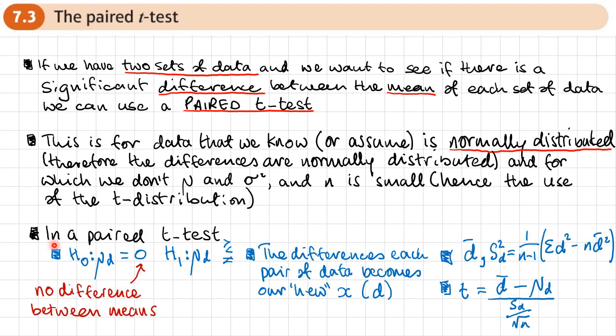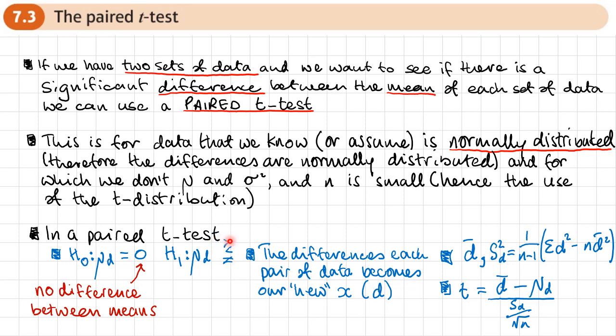Okay, so in a paired t-test, H0 is going to be that the mean of the differences is 0. Okay, in other words, there is no difference between the means of our two sets of data. And H1 is going to be that the mean of the differences is either greater than or less than or not equal to 0. So there is some difference.